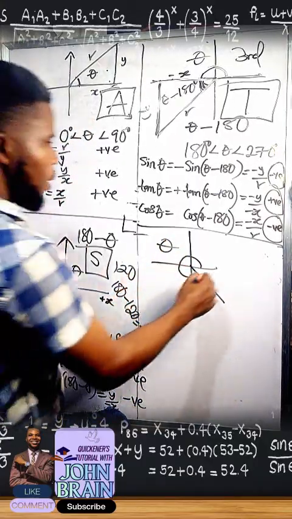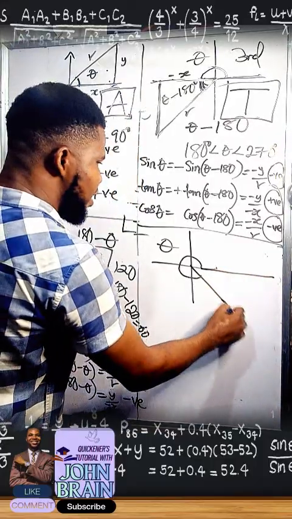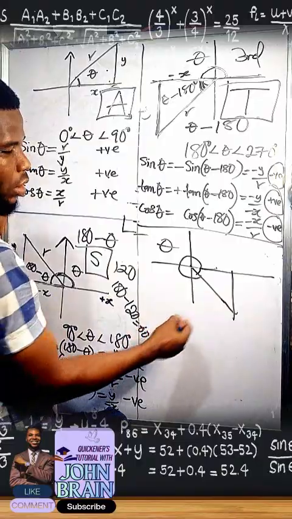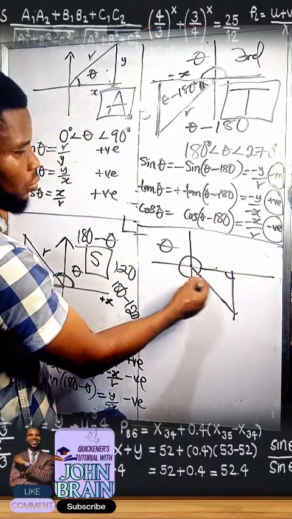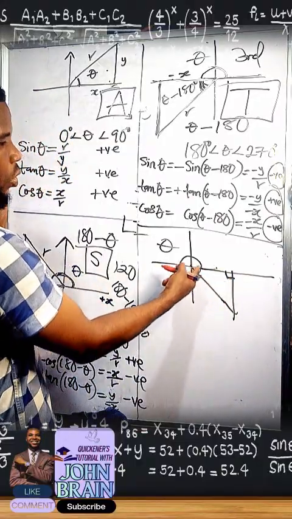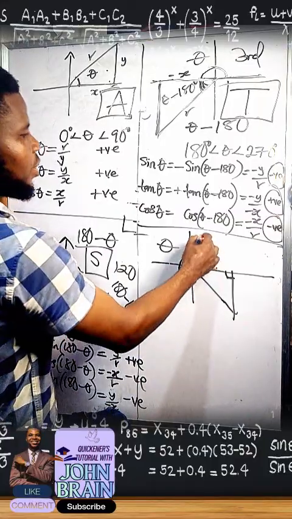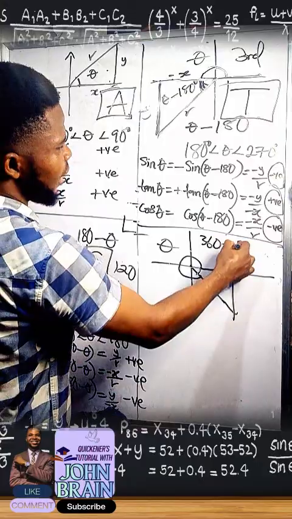Okay? Remember, all we need is our angle to the horizontal. This is the horizontal line. We are looking for the angle to the horizontal. So, if everything here is theta, how do we get this angle? We just say 360 degrees minus theta.